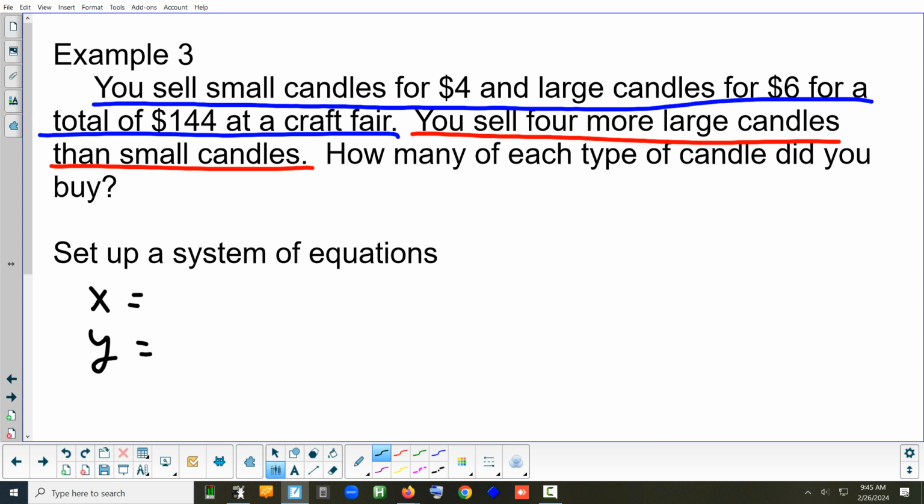We're figuring out how many of each type of candle we sell. What are the 2 types of candles that we have for sale? Large and small. So do you want X to be the number of large or the number of small? Number of large, I guess. Okay, so X is going to be the number of large. And that means Y is going to represent the number of small. Okay.